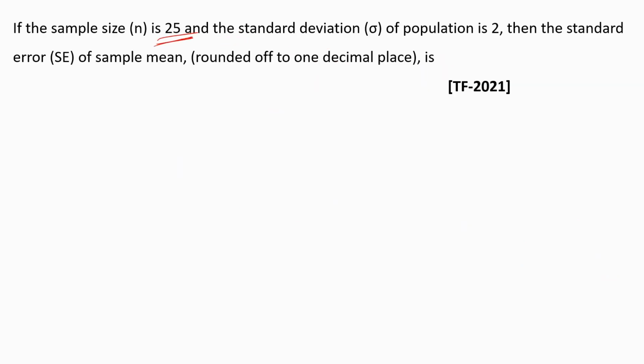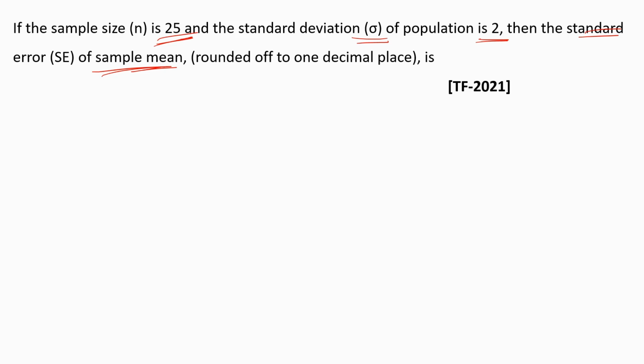If the sample size n is 25 and the standard deviation sigma of a population is 2, then the standard error of the sample mean, rounded off to 1 decimal place, is. It is a textile testing question of 1 mark NAT. It is a very simple question. What you should know is the meaning of standard error and how it is related with the standard deviation, that is sigma, and the sample size that is represented by n.